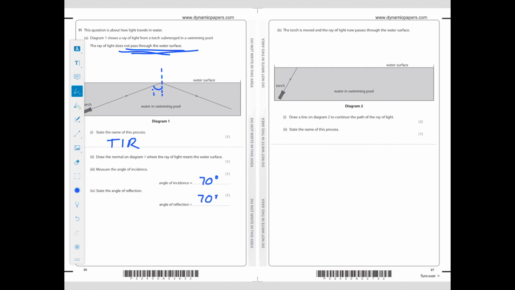The torch is moved and the ray of light now passes through the water surface. Draw a line on diagram 2 to continue the path of the ray of light. So we need another normal. It's leaving and moving into a less optically dense environment. It bends towards the normal as it enters a glass block, and it bends away as it enters the air, which is what it's doing here. So we're going to bend away. State the name of this process. When you see the light ray change direction like this, we call that refraction.